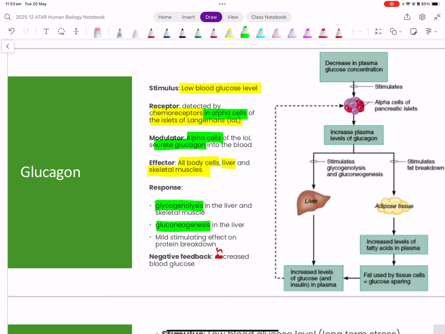And there is a very mild effect where we promote protein breakdown, but we don't want to break down too much protein within the body because we still need these proteins to either help with chemical reactions, such in the form of enzymes, or we don't want to break down muscle as well around the body. What this results in overall is an increased blood glucose level as we break down our stored forms of glucose and we release them into the blood.